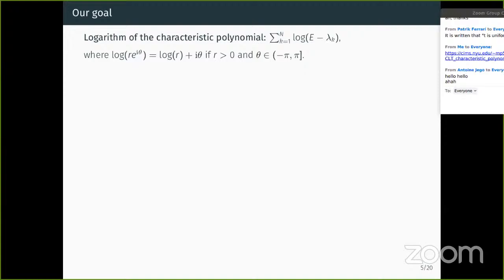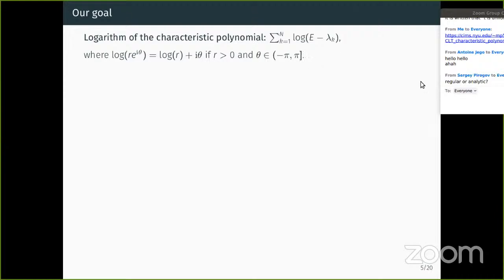Okay, so our interest in this talk is to prove a central limit theorem for the logarithm of the characteristic polynomial. So which is this function, the sum over the eigenvalues of the logarithm of E minus the position of the particle, where for the log, I take the principal branch of the log extended to the negative axis from above. So it's continuous from above.